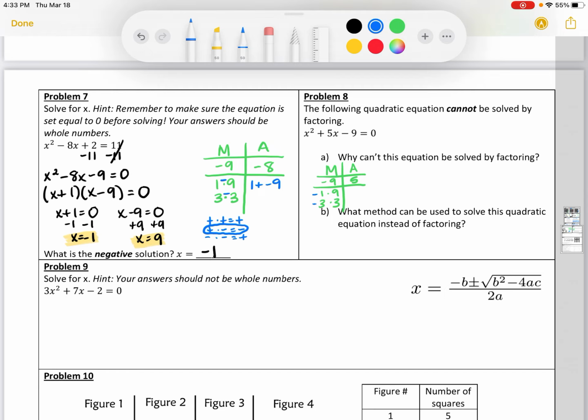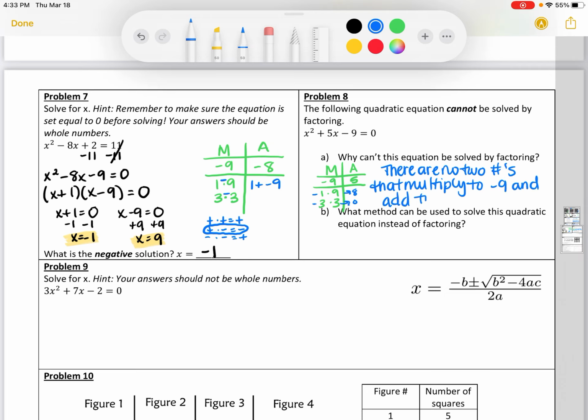Negative 1 plus 9, that would give me 8. Negative 3 plus 3, that would give me 0. So neither of those are 5. So there are no two numbers that multiply to negative 9 and add to 5.